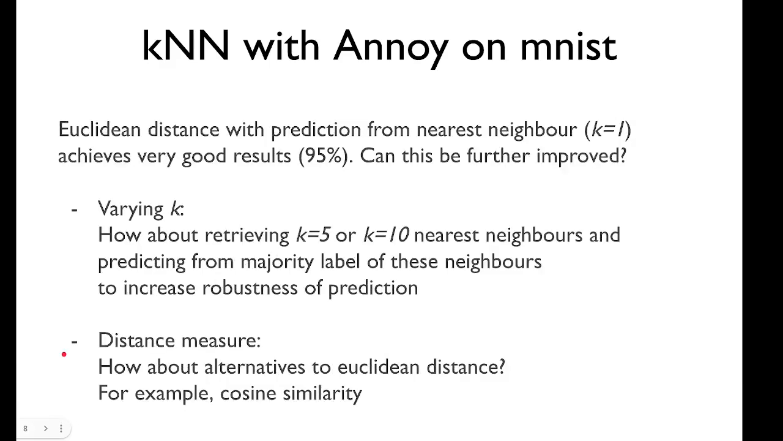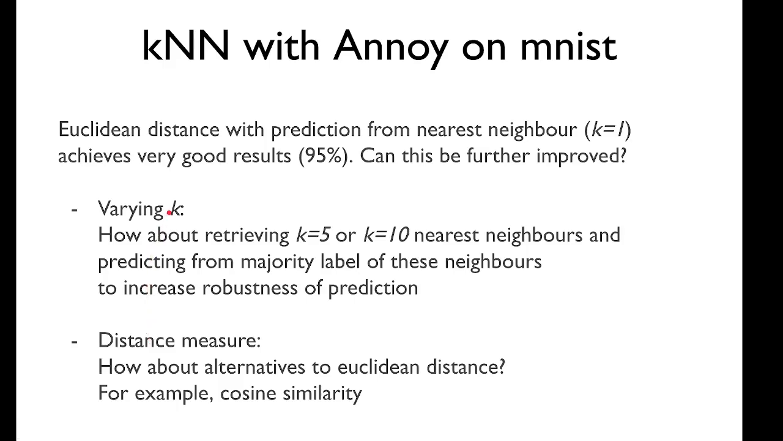Now let's look a little bit deeper into it. If we do Euclidean distance and we pick the first neighbor, that can take us to 95%. But the neural networks were better, and the question is, can K-nearest neighbors get better than 95%? And what we can vary is the K, and we can vary the distance measure. So what would it mean to vary the K?